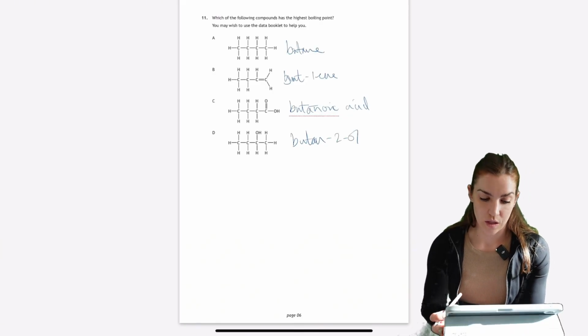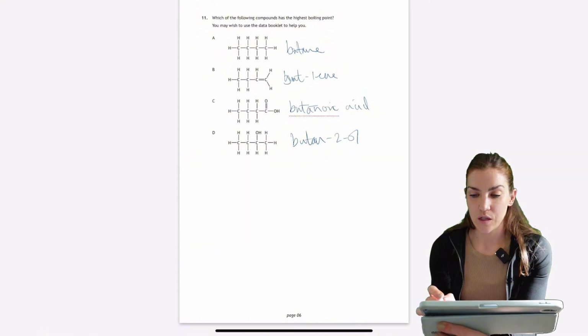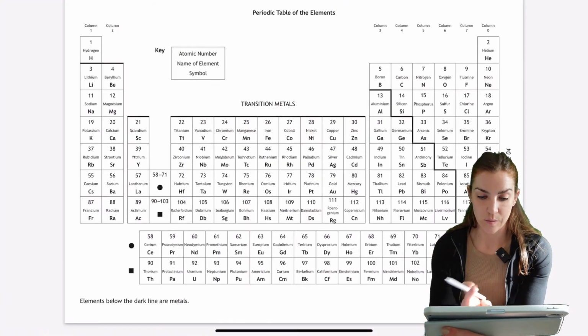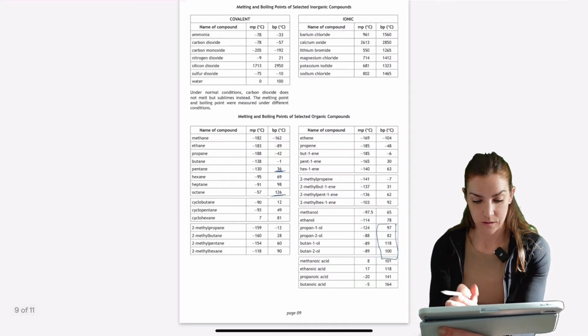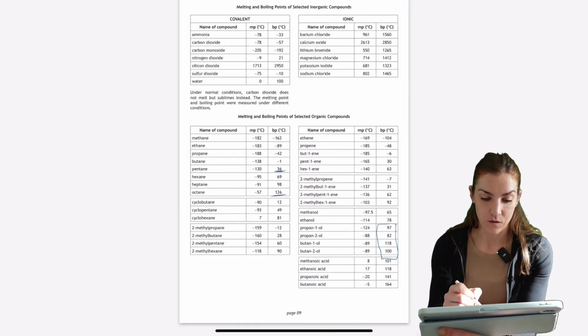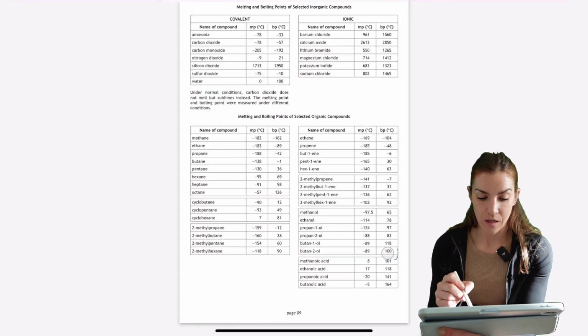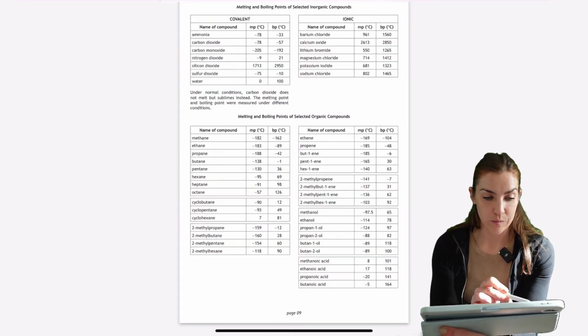So all we need to do is look up the boiling points for all of these in the data booklet. Now the boiling points are on page 9, this one here. Got some doodles on here already, I'll just rub them out. So we had butane, I'll just highlight them.